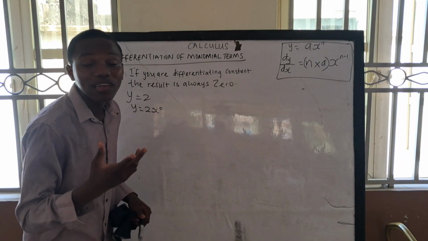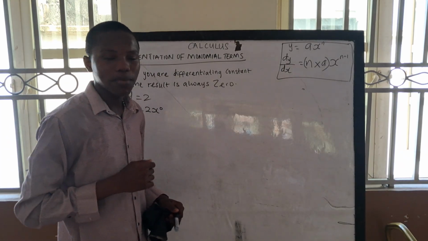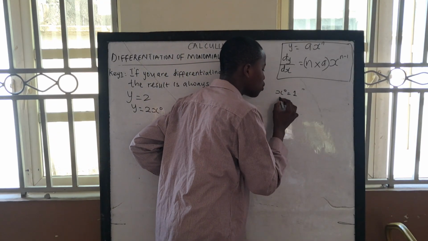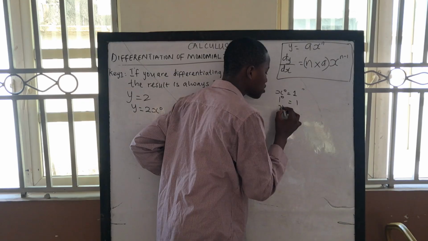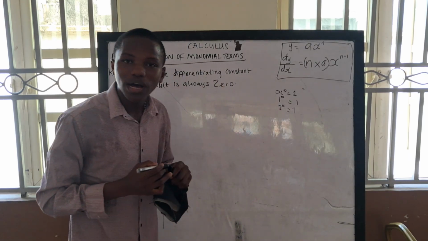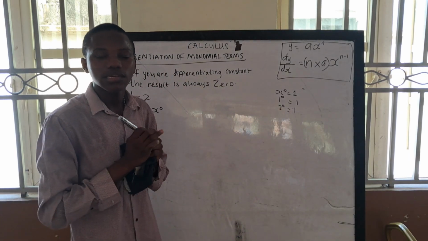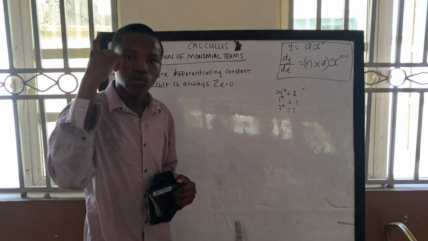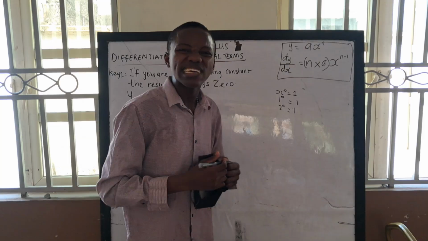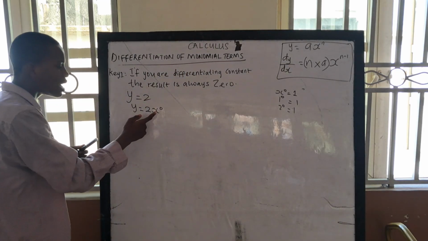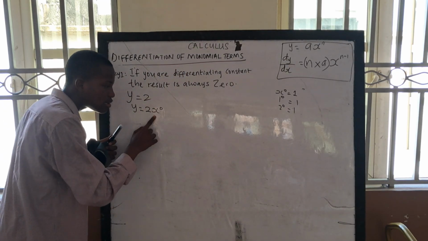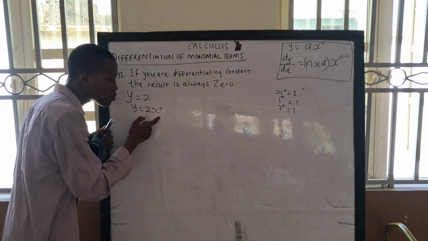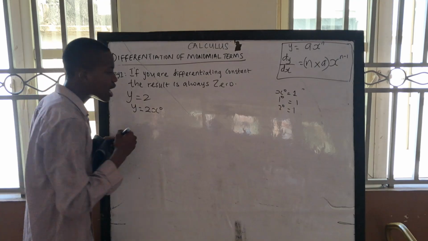Why? X raised to power 0 is what? 1. Remember our indices. X raised to power 0 is 1. 1 raised to power 0 is 1. 2 raised to power 0 is 1. Aside from 0 raised to power 0, which is indeterminate. So x raised to power 0 is 1. Anything raised to power 0 is 1, aside from 0 raised to power 0, which is indeterminate. So we understand that. So this 2 x raised to power 0 is the same thing as this 2. Look at what I'm saying.